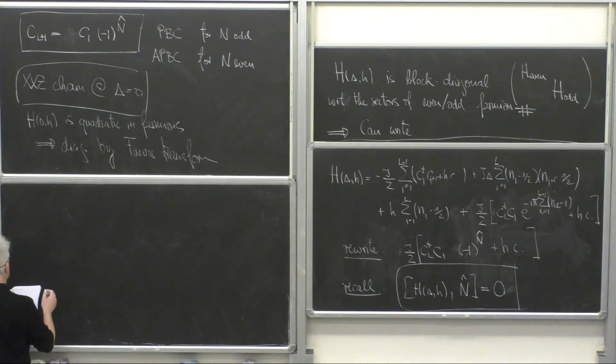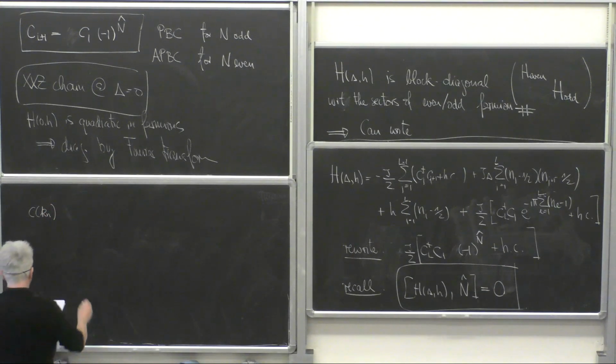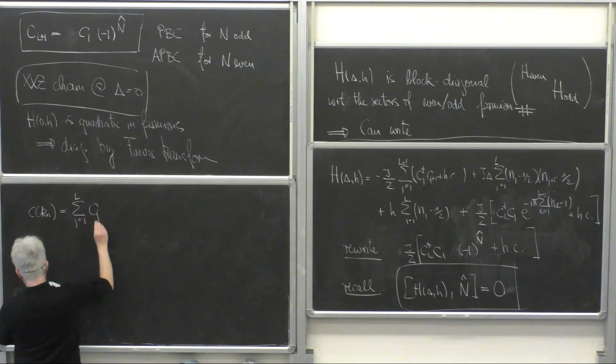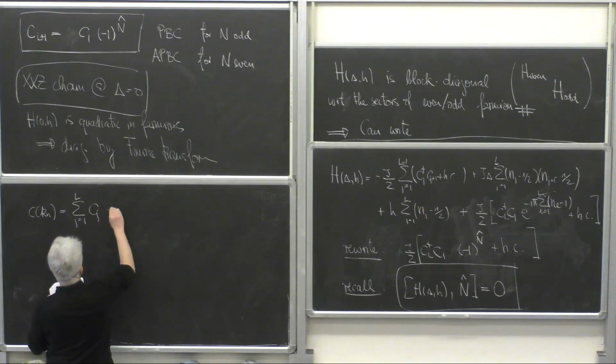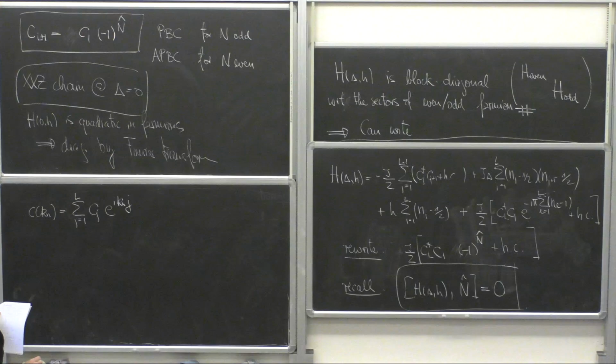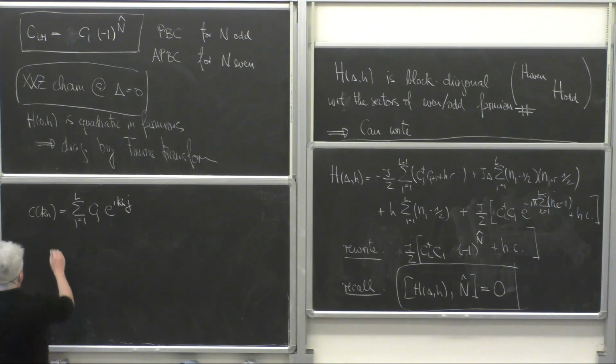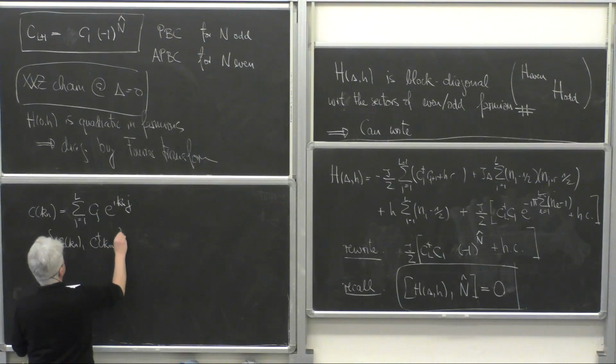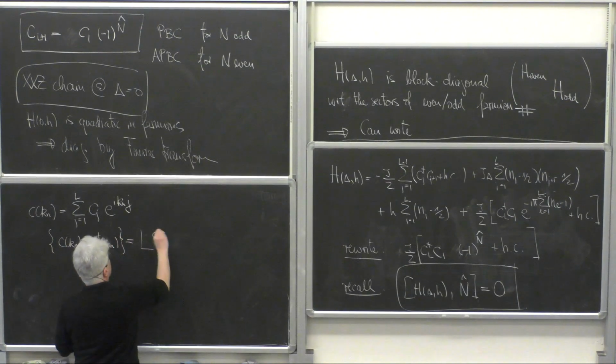Okay, so now what we want to do is define Fourier modes. So we define c of k n as the sum over j equals 1 to L of c j e to the i k n j, and I'll stop in a moment. And you can easily check these fulfill canonical anti-commutation relations like so: L delta n m.